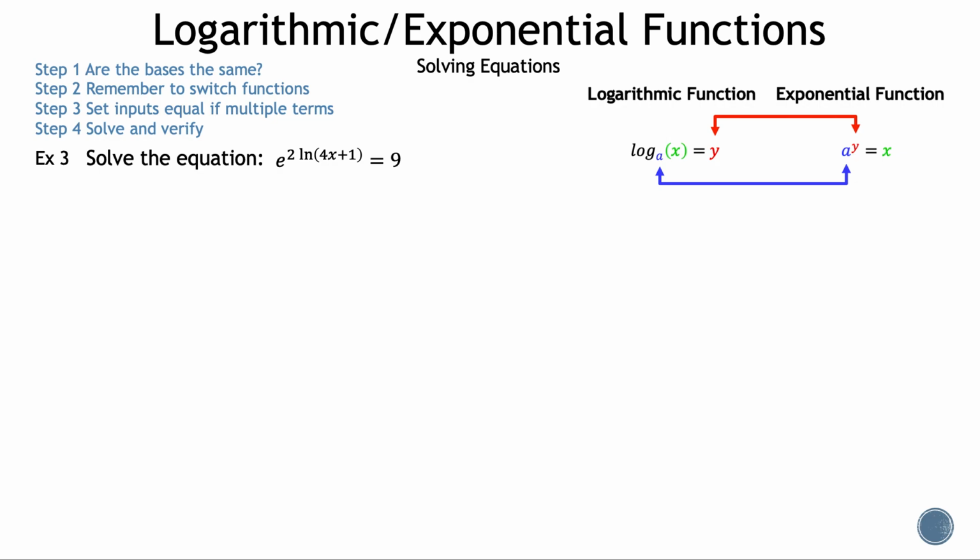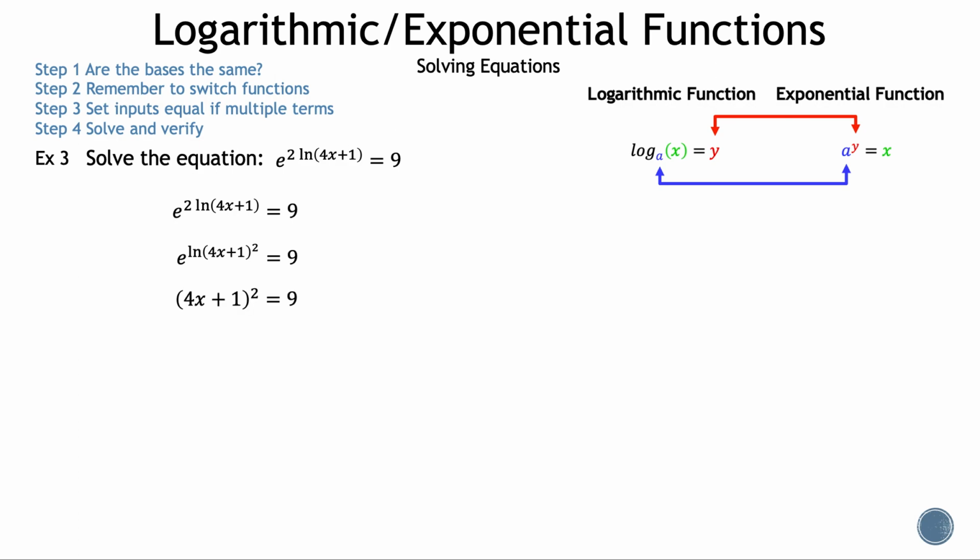Now, let's read the question. Solve the equation where we have e raised to the 2 times the natural log of 4x plus 1 is equal to 9. Let's write down the equation so we can show our work. Let's use the power rule to move that 2 in front of the natural log back to a power. So now we have e raised to the natural log of 4x plus 1 squared is equal to 9.